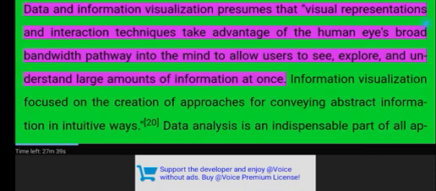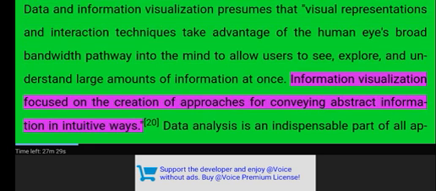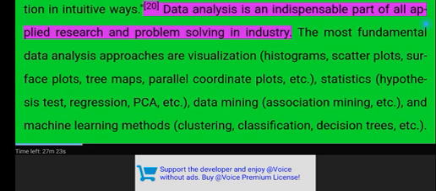Data and information visualization presumes that visual representations and interaction techniques take advantage of the human eye's broad bandwidth pathway into the mind to allow users to see, explore, and understand large amounts of information at once. Information visualization focuses on the creation of approaches for conveying abstract information in intuitive ways. Data analysis is an indispensable part of all applied research and problem solving in industry.